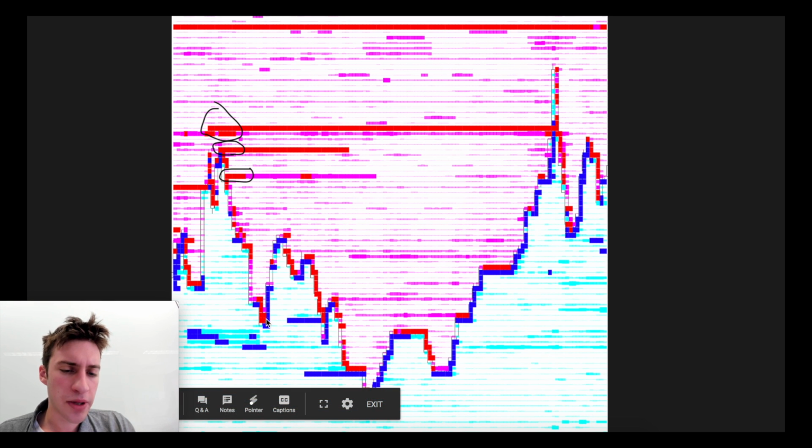Large bid, bid, but notice that white space? That means that there was not a large bid present at those levels. It just shot past. Here, beautiful example actually. A large bid was placed here, and then price just quickly moved up to here. That's telling you a lot of information.